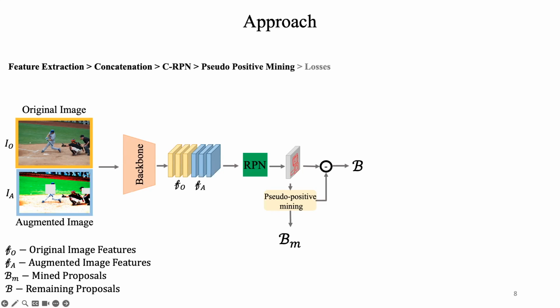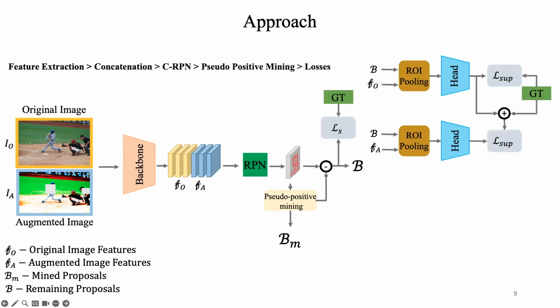We do a pseudo-positive mining on these RPN proposals to get potential positive proposals BN and remove them from the list of RPN proposals to get the remaining proposals B. We use the boxes B along with FO to perform ROI pooling and use the detector head to get the final predictions. We apply a supervised loss using the existing ground truths. We use the same ground truths to apply standard RPN losses on B.